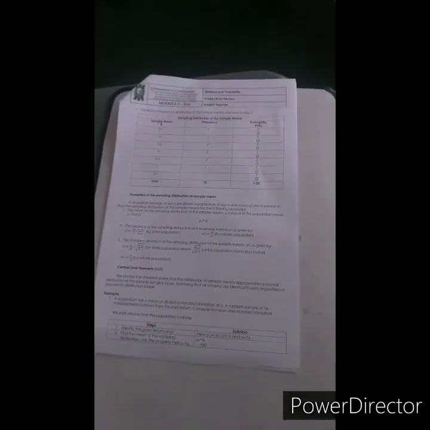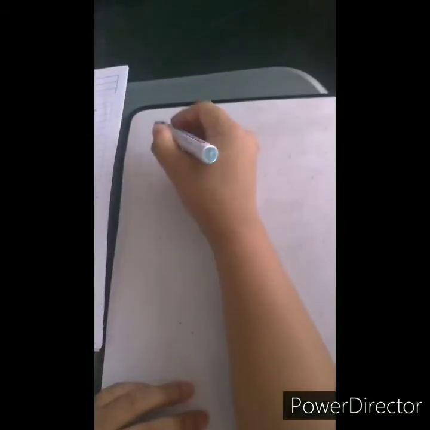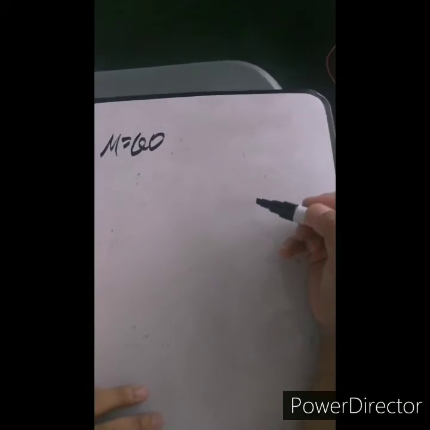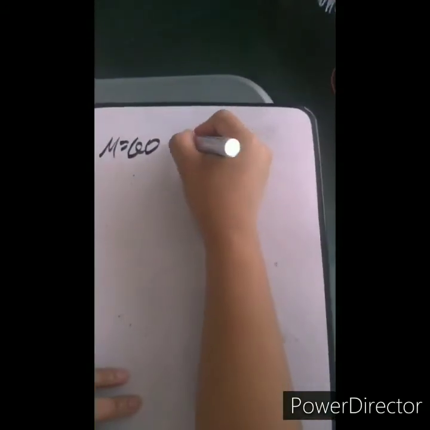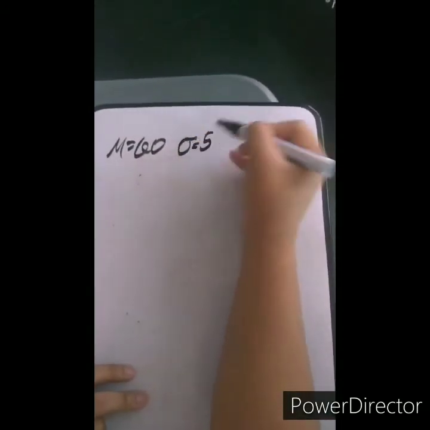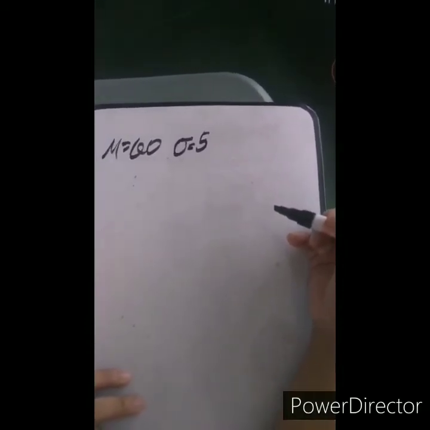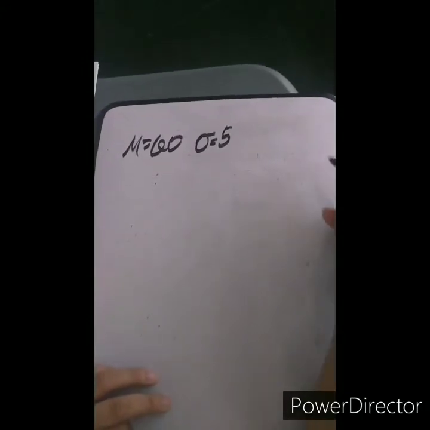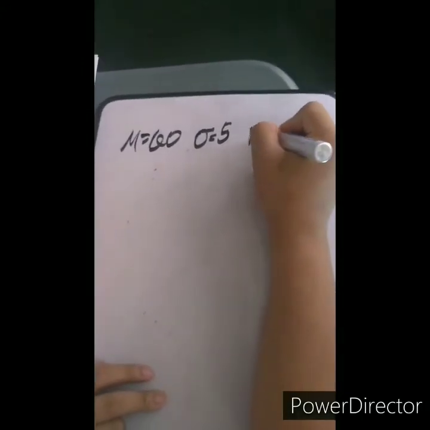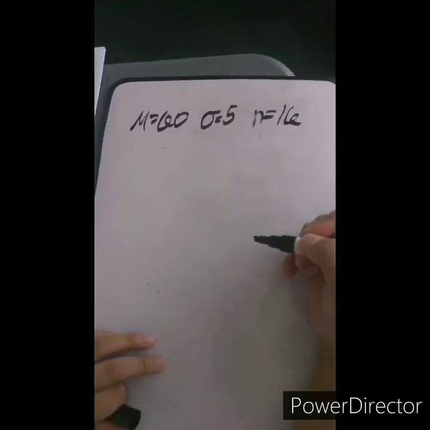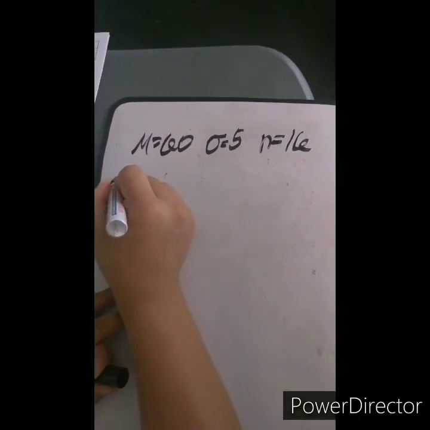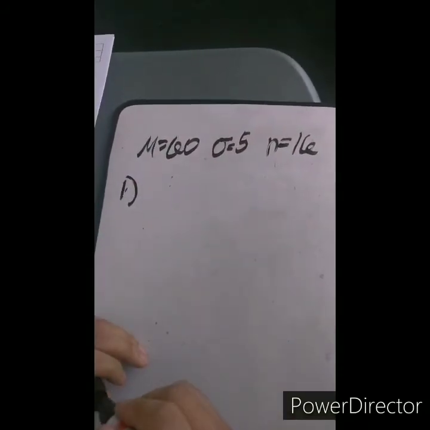Example already. A population has a mean of 60 and a standard deviation of 5. A random sample of 16 measurements is drawn from this population. So what is 16? 16 is now your sample size. Compute its mean and standard deviation. Okay, step 1. Identify the given information.